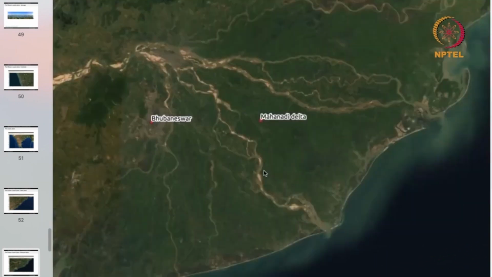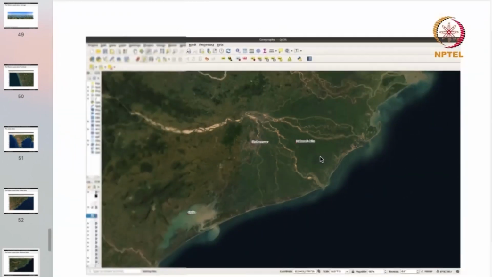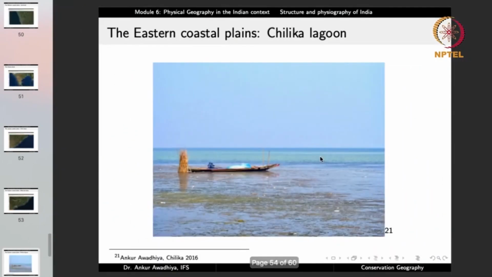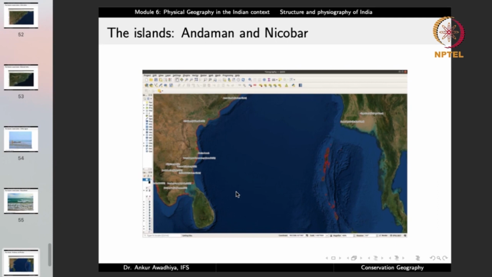So if you look at this Mahanadi delta, we can observe that the river Mahanadi is breaking up into a large number of distributaries, and there is a large amount of sediment that has been deposited in this area. This is a picture from the Chilika lagoon. Here again you can observe that the lagoon is not having a great depth of water. Now this is the eastern coastal plains in Dhanushkodi, and here you can observe that we have a beautiful sea. Then we have the islands.